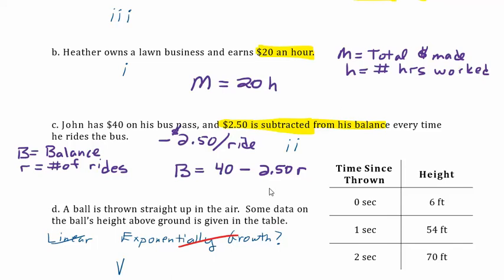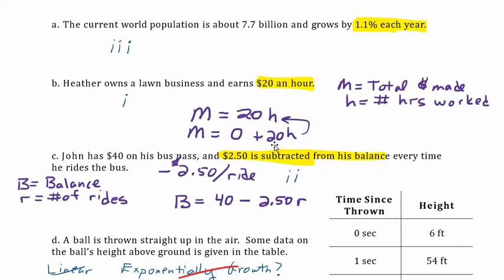If you want to think of the starting, I kind of like thinking about what am I starting with, like we did with this bus balance down here. I started with $40 and then I spent $2.50 per ride. Well, if you think of Heather's business, she started with nothing and then she's adding $20 for every hour she works. All right, so that gives you that same thing there.